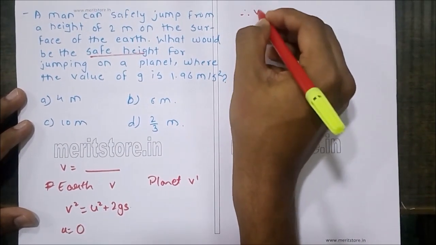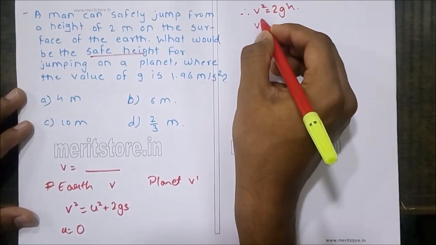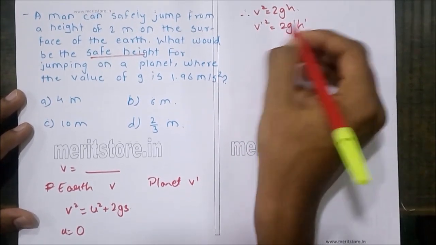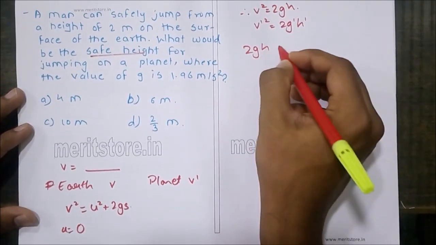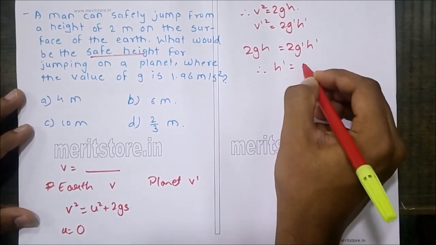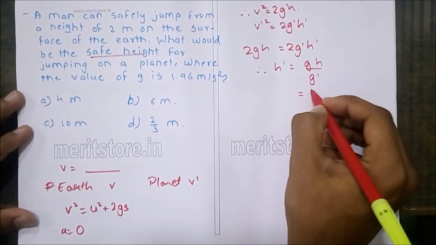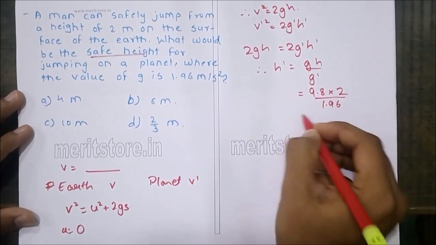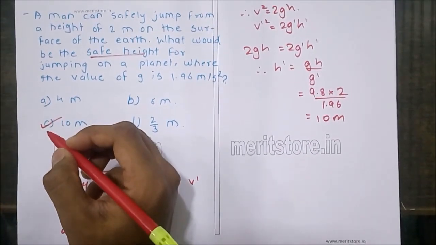So v square is equal to 2gh, and similarly for the planet, v dash square equals 2 times g dash into h dash. But since v and v dash should be equal, therefore 2gh is equal to 2g dash h dash. Therefore h dash is equal to gh upon g dash, which is equal to 9.8 into 2 upon 1.96. So the answer is 10 meters. Hence option C is the correct answer.